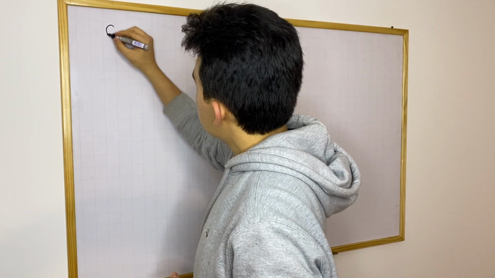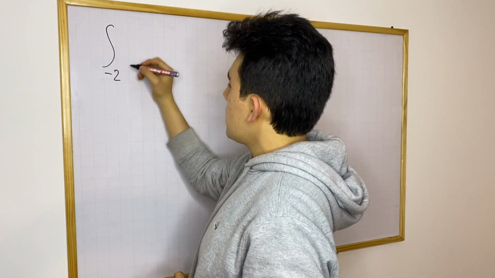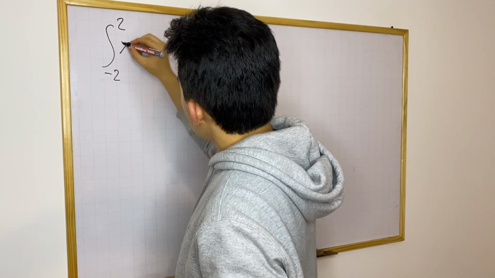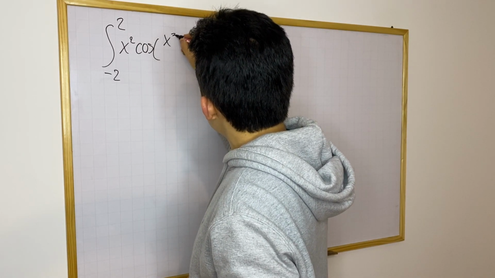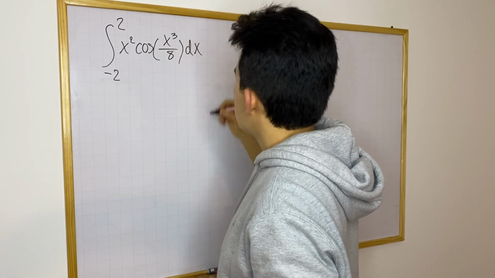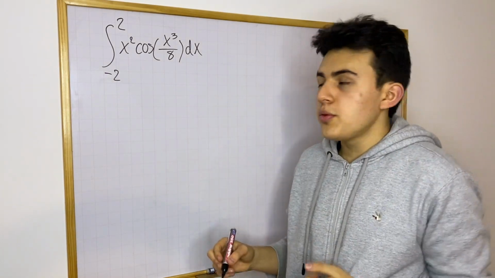Today we're going to compute the following definite integral. We're going to have the definite integral from -2 all the way up to 2 of the function x squared times cosine of x cubed divided by 8, and of course we have dx here. So this is the definite integral that we're going to compute today.